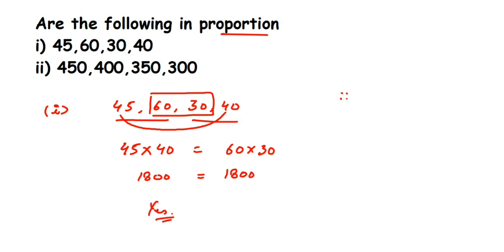Okay, now I'm going to give you a task. Check for the second question. Check the same way. Find the product of extremes, that is the product of the last two numbers. Get the answer and find the product of means, that is the center two numbers, and check if they are equal or not. If they are equal, then they are in proportion. If they are not equal, then they are not in proportion. Okay.